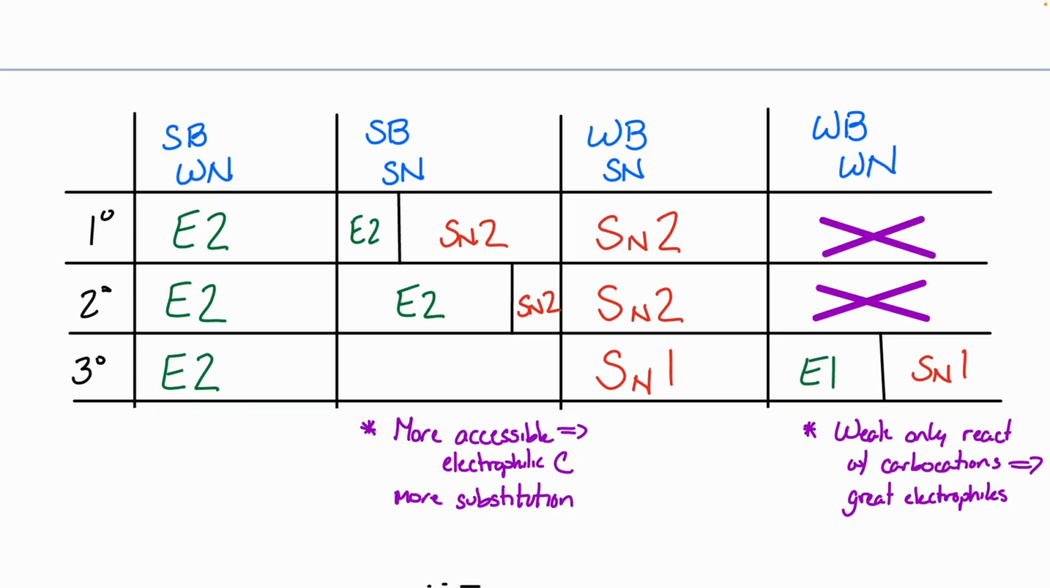Our tertiary alkyl halides, those electrophilic carbons are pretty much inaccessible. A nucleophile can't really get to them unless we give it enough time to form one of these carbocations. But since we have that strong base present, we'll get an elimination reaction before our carbocations even get a chance to form.